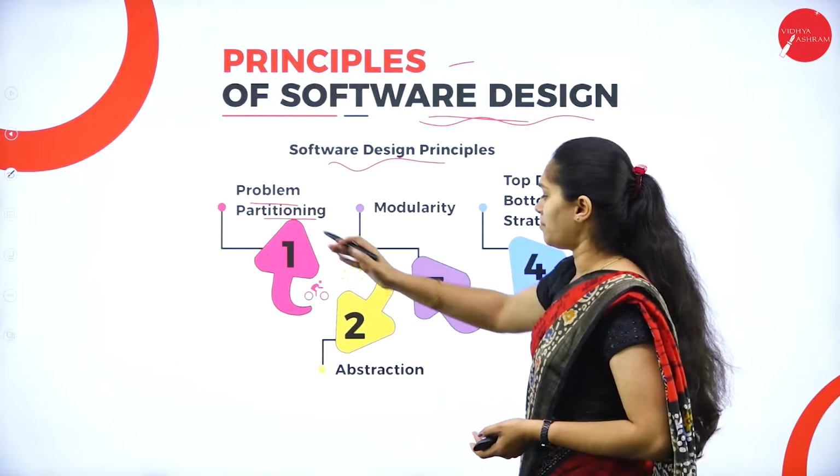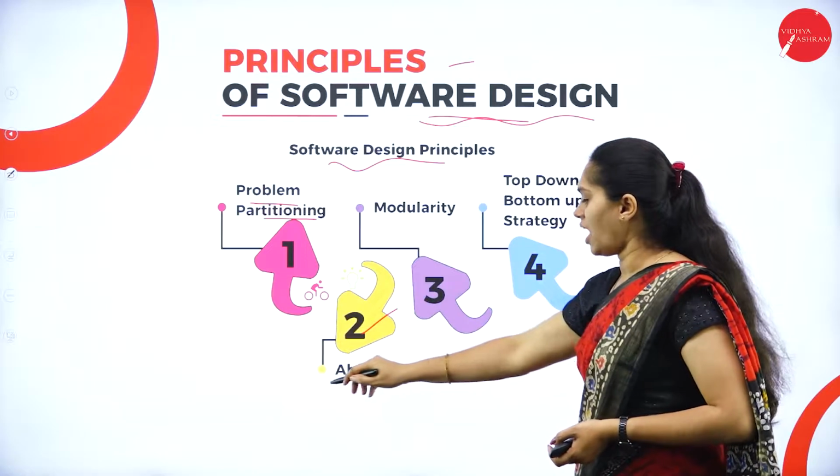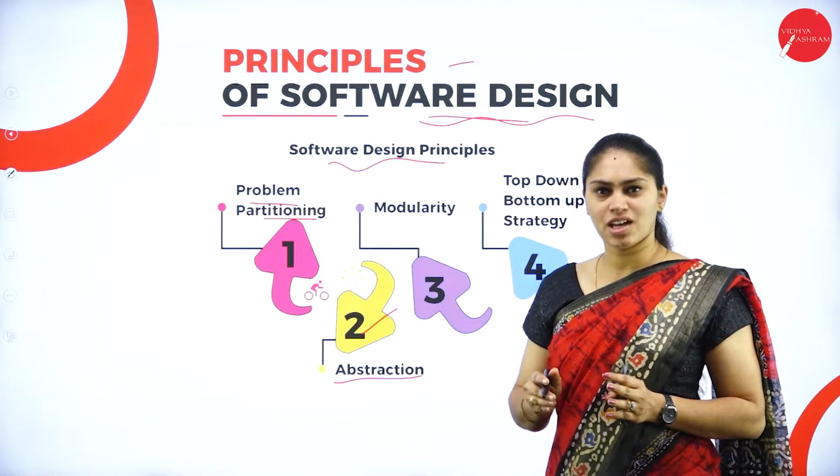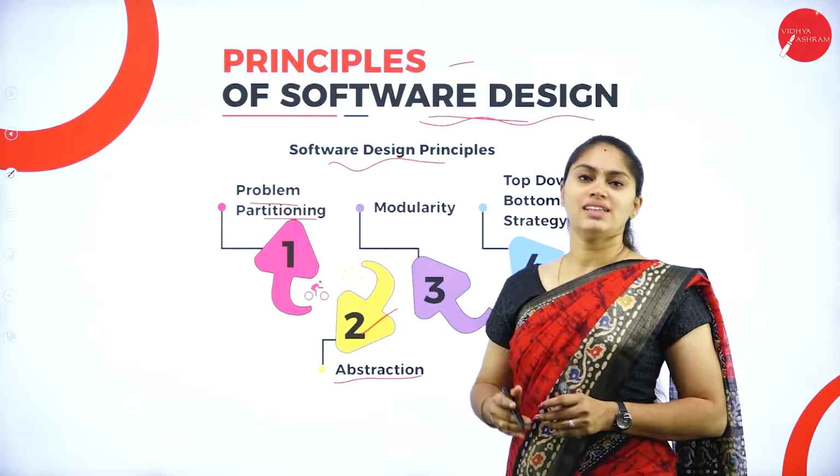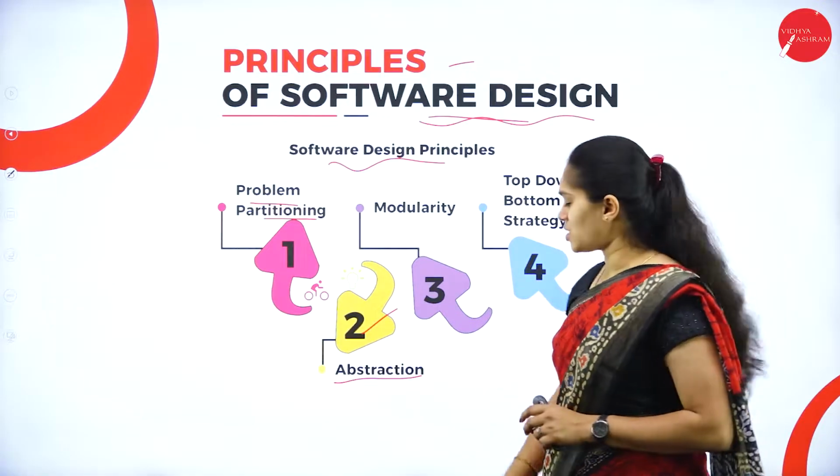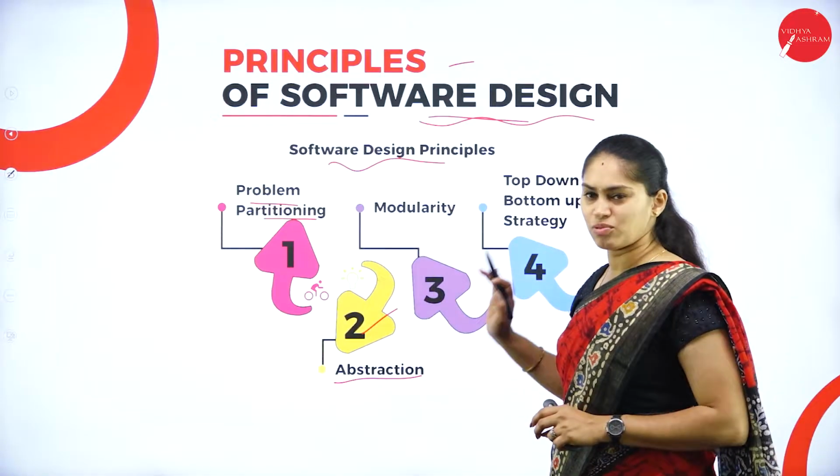So that is what problem partition. In the second term, we have abstraction. Whatever is necessary for the user for the usage of software, only that number of elements should be seen by them. That is what abstraction. I will discuss each part one by one here.